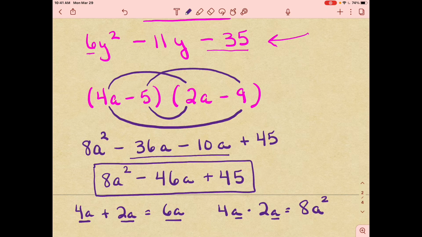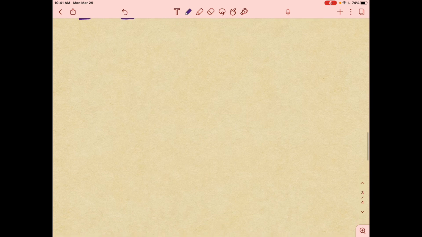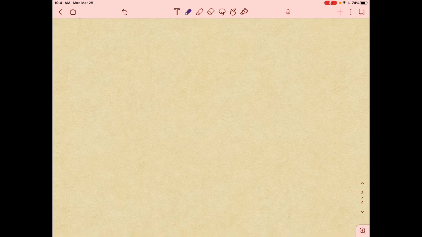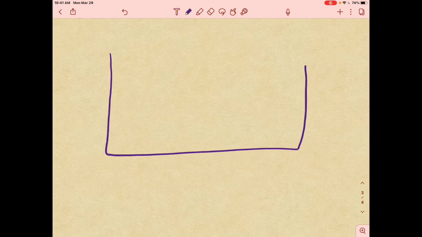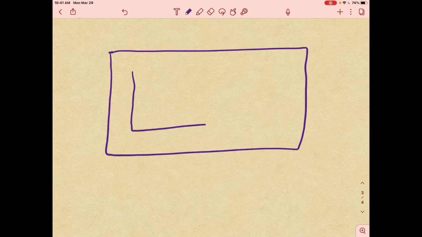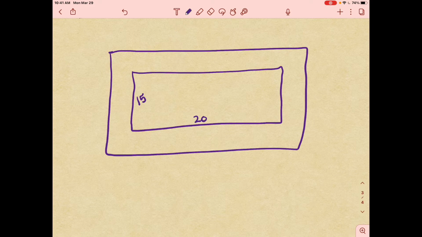All right, I want to show you a word problem. This one comes up a lot. It says a contractor is building a deck around a rectangular swimming pool. This problem, you just see it in so many different forms. Here's the swimming pool. It has a deck around it. In the middle part is the water. And there's a 15 right here and a 20 right here. These are in feet.